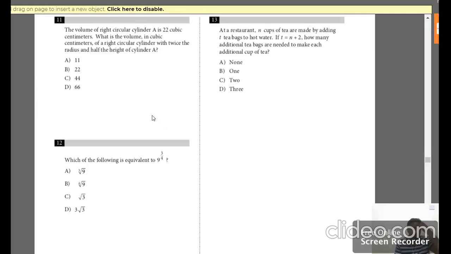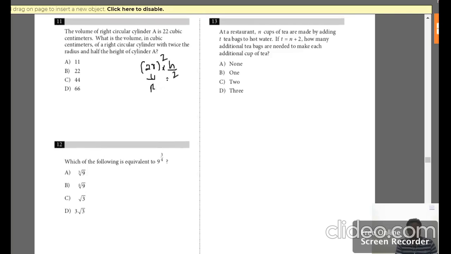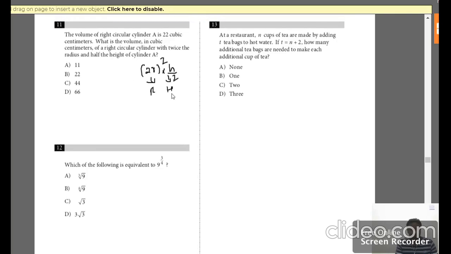11th one. The volume of a right circular cylinder A is 22 cubic centimeters. What is the volume in cubic centimeters of a right circular cylinder with twice the radius? If the radius is twice and the height is half, what is the volume of the cylinder? Remember, this is the radius and this is the height. So volume of the cylinder, we can take it as A and B, because there are two volumes that we have to work out.